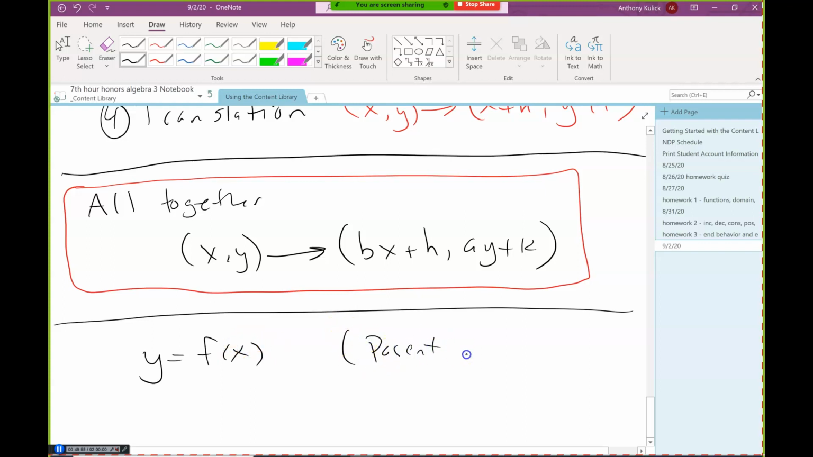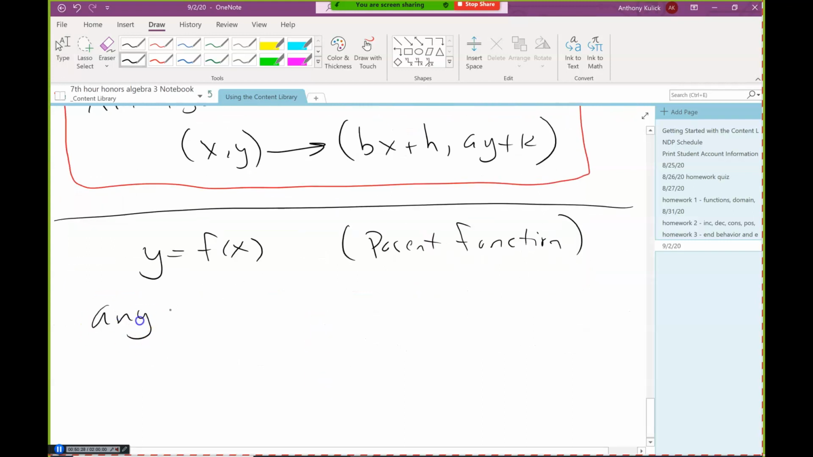In algebra, we often refer to this original function as your parent function. In geometry, you called this the pre-image, I think. Was that what you called it? It's been a minute since I taught the geometry course. So you had something and then you transformed it. You had the pre-image, which was your starting point, and your image, which was the result. I think that's the verbiage you use. So the parent function is like your pre-image. It's whatever you're starting with.